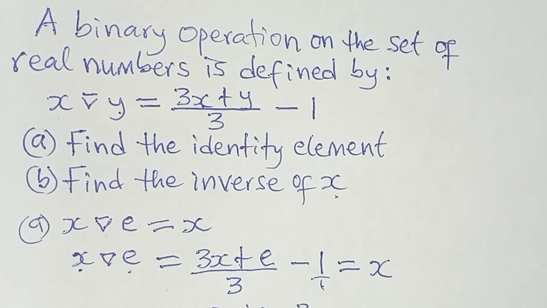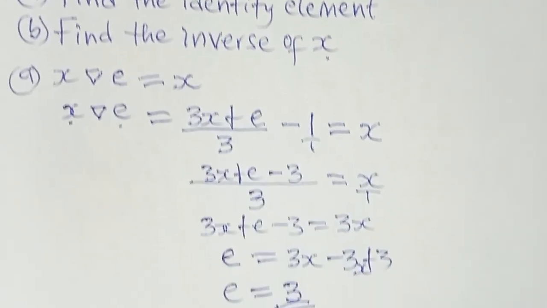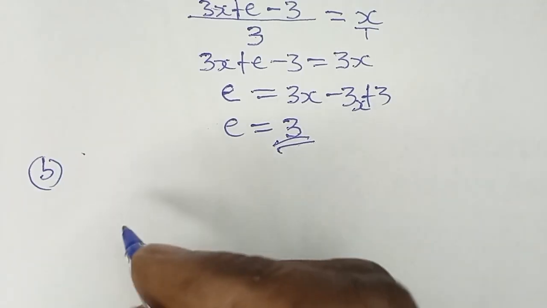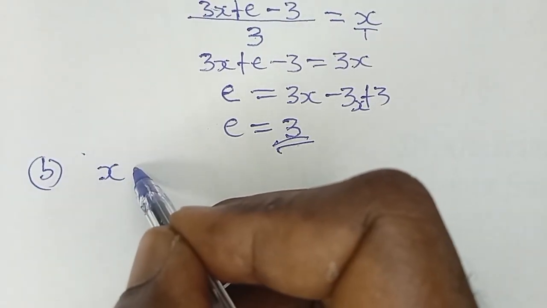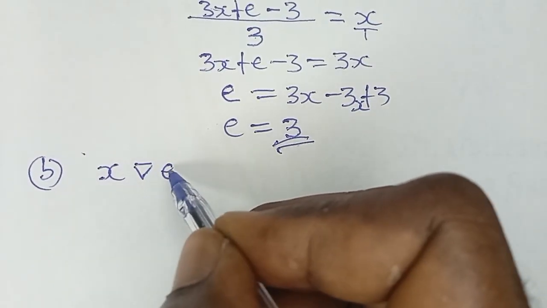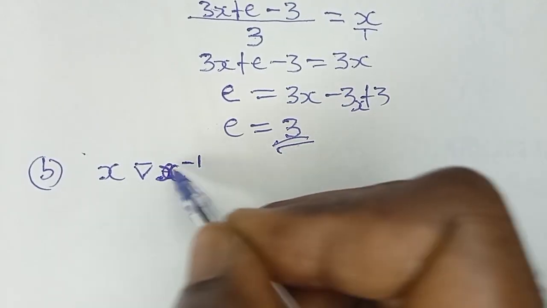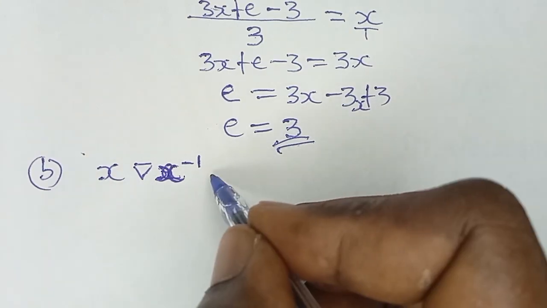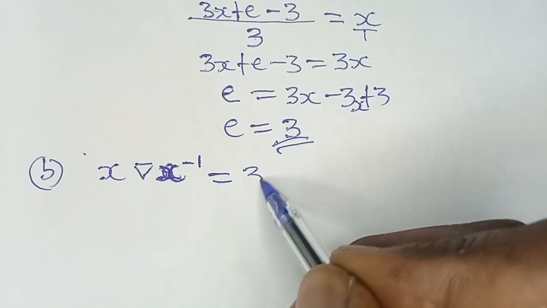Now, in order to find the inverse, you have to first of all find the identity element, and that is what we have done already. So for us to find the inverse of the element x, let the inverse be x raised to power -1. That is the inverse of x. Now, the operation of x with its inverse should be equal to the identity element that we just obtained, which is 3.